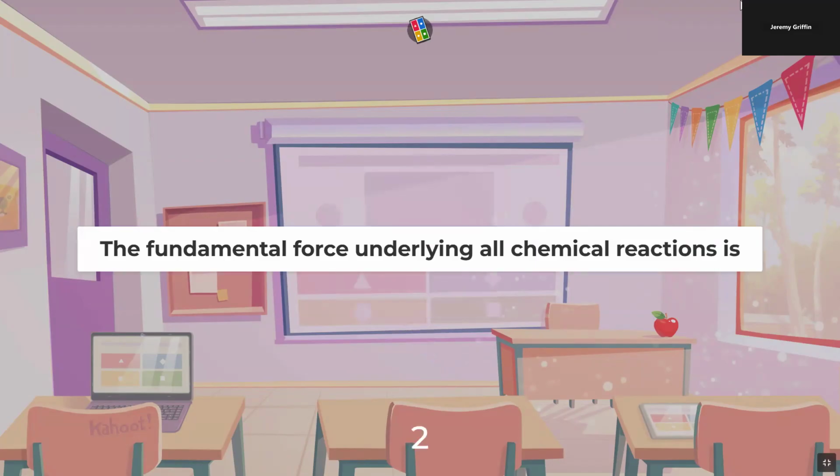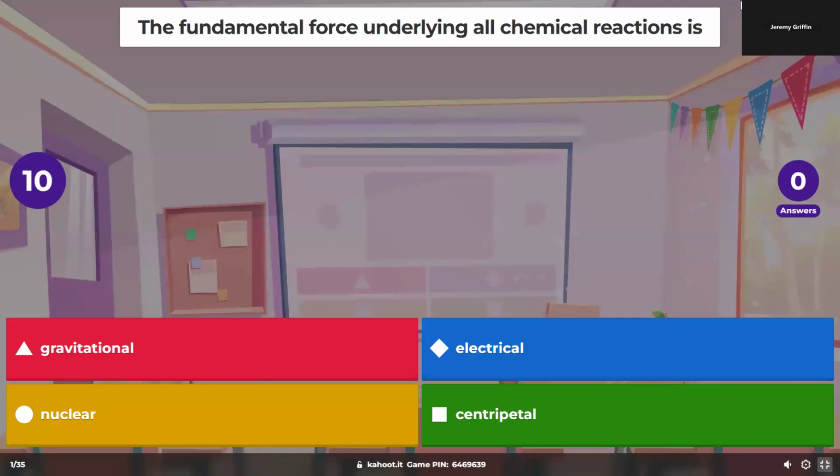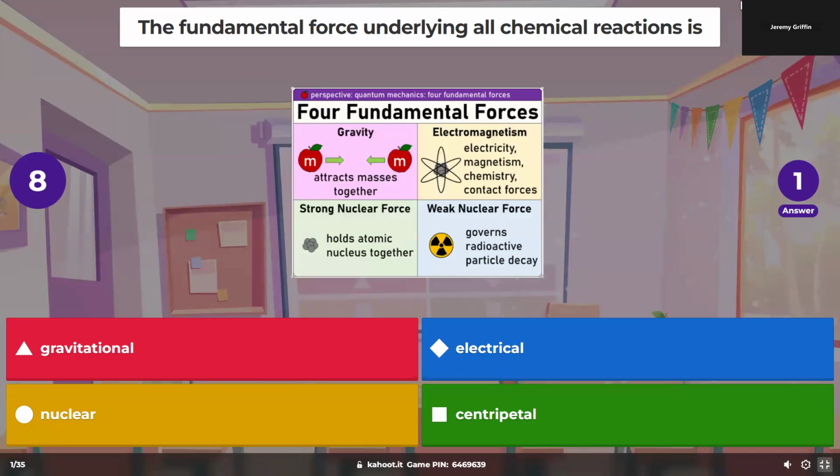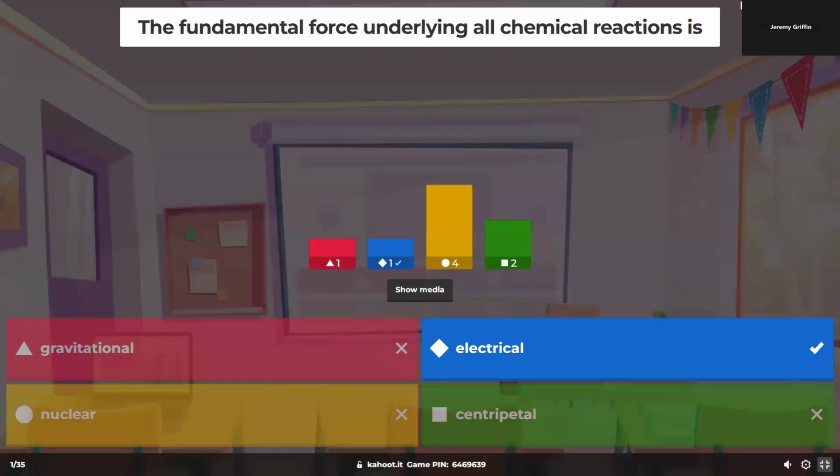The fundamental force underlying all chemical reactions. Electrical. Okay. Actually, they were talking about this recently, right? Because what explains all the chemistry and layout of the periodic table and chemical reactions has to do with the arrangement of the valence electrons. So it's something about electromagnetism.